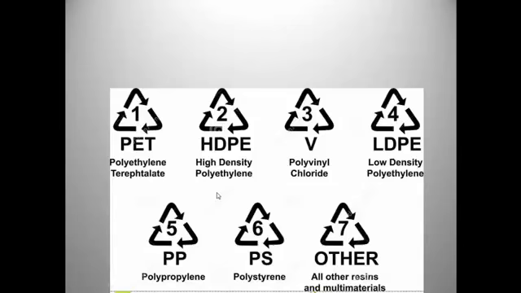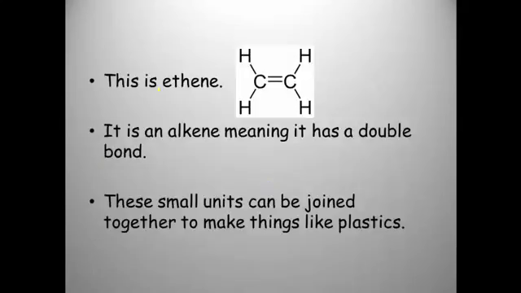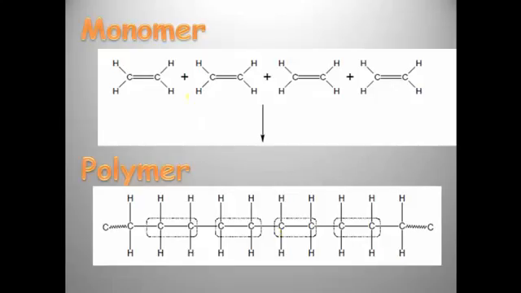Now, all the different kinds of plastics, all the different kinds of polymers, have the word poly in front of them, and you can see that right here, higher density poly everywhere. So basically, if it has the word poly in front of it, it makes it a polymer. Now this is ethene, which means it has a double bond and it's an alkene. And these smaller units can be joined up to make larger units to make plastics. So these are the monomers.